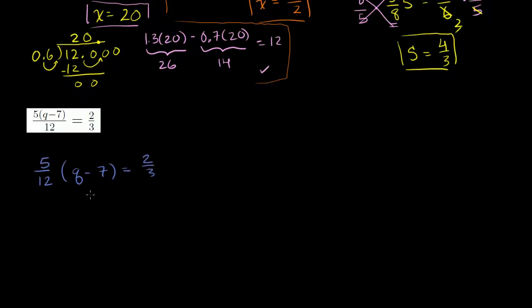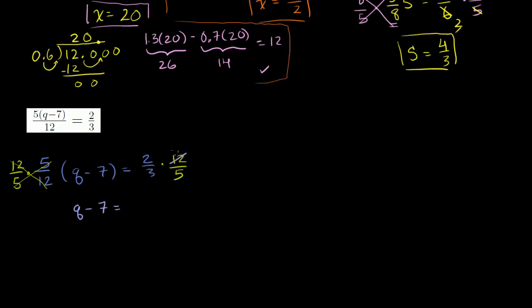So the first way I'm going to do it is I'm going to multiply both sides of this equation by the inverse of 5/12. So I'm going to multiply both sides by 12/5. Because I want to get rid of this 5/12 on the left-hand side. It makes everything look a little bit messy. And I multiply it by 12/5 because these are going to cancel out. The 5 and the 5 cancel out. The 12 and the 12 cancel out. So the left-hand side of my equation becomes q minus 7 is equal to the right-hand side, 2/3 times 12/5.